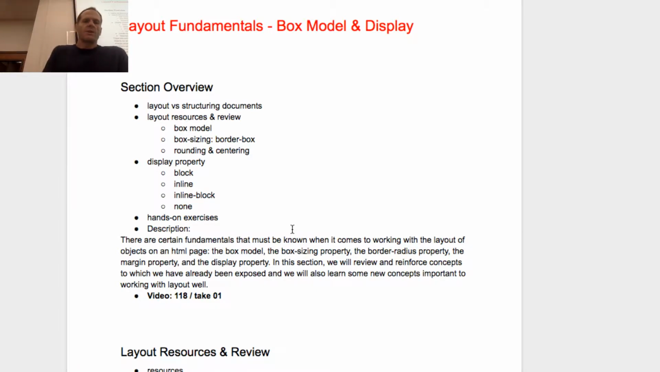You already know about box model, box sizing, border box, rounding. How do we round the corners of a div or anything else? Border radius. And centering, what have we learned about centering so far? It's just a little bit of a review. You can use justify content or align. That's Flexbox, so good. You're ahead of the game. Justify content or align items in Flexbox allows us to do centering.